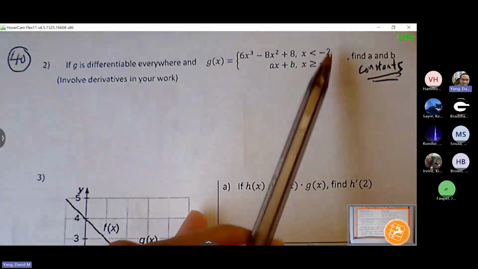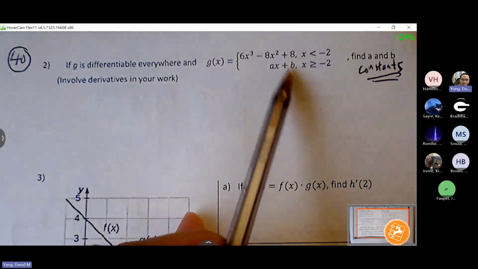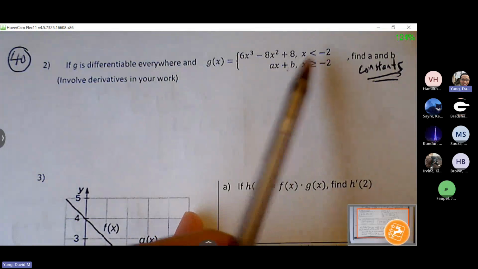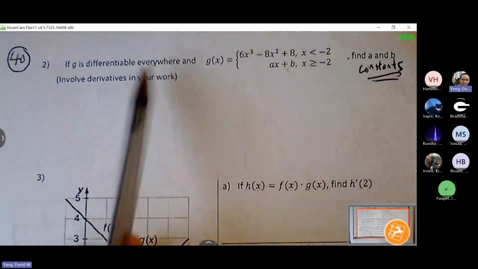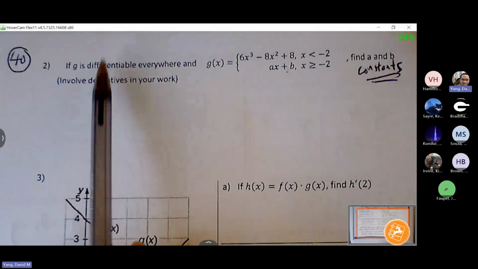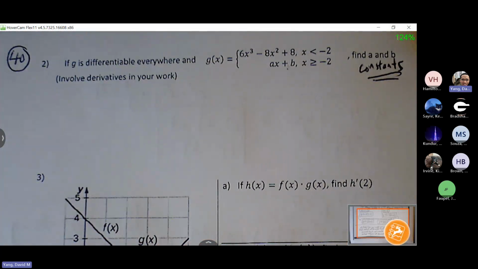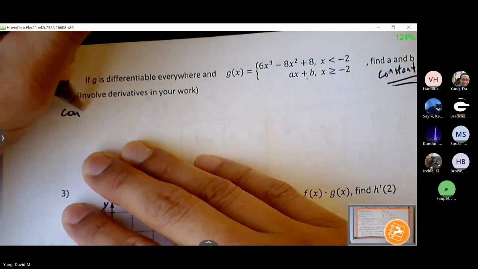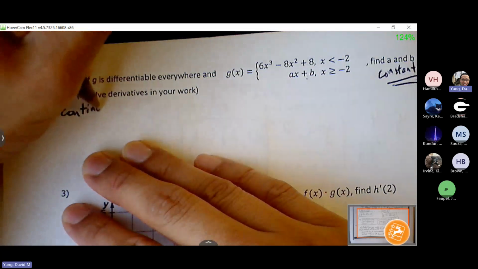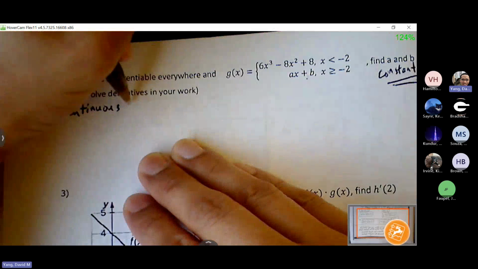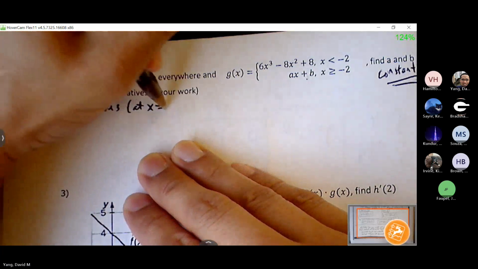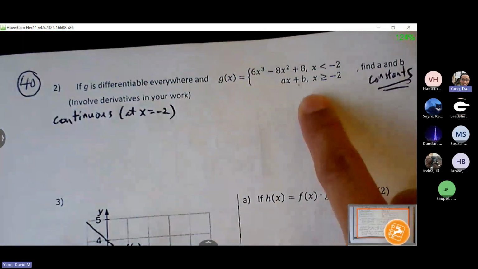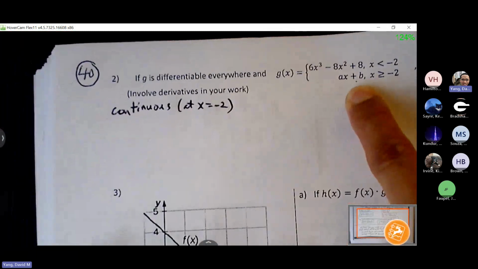We want them to connect, share the same y value, but we also want them to connect in a way where it's going to be a smooth transition. So the slope at -2 for one curve is going to match the slope of the graph on the other curve. So here's the continuous feature of what we want.